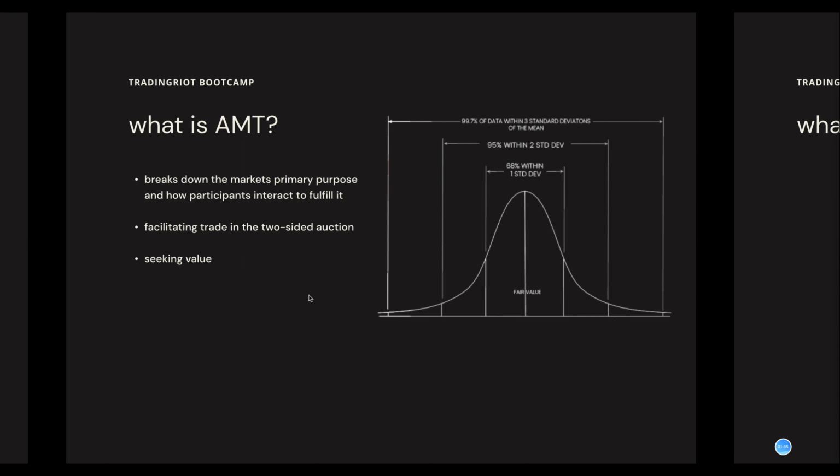This whole concept was created by Peter Steidelmeier back in the 70s, who is also the creator of market profile. What he basically did, he plotted this kind of a bell curve distribution and said that most trading is always happening within the 60% from the fair value, from basically the middle, which is the value area for the profiles.